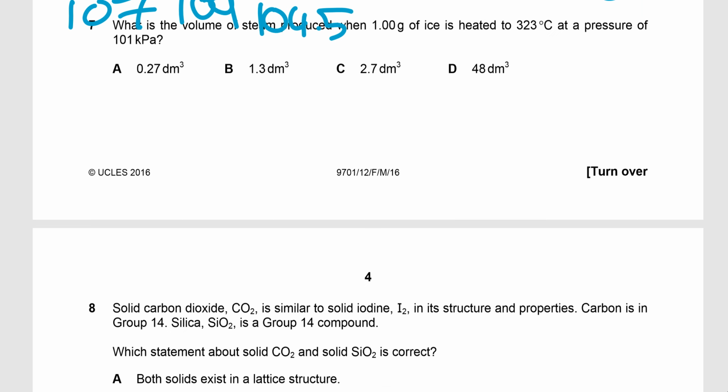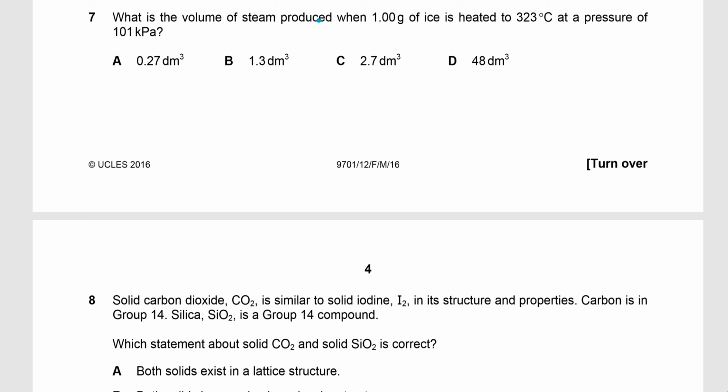Next question. Let's clean this. Okay. Here, what's the volume of steam produced when 1 gram of ice is heated to 323 degrees Celsius at a pressure of 101 kilopascal? Here, this equation is related with the equation PV equals nRT.